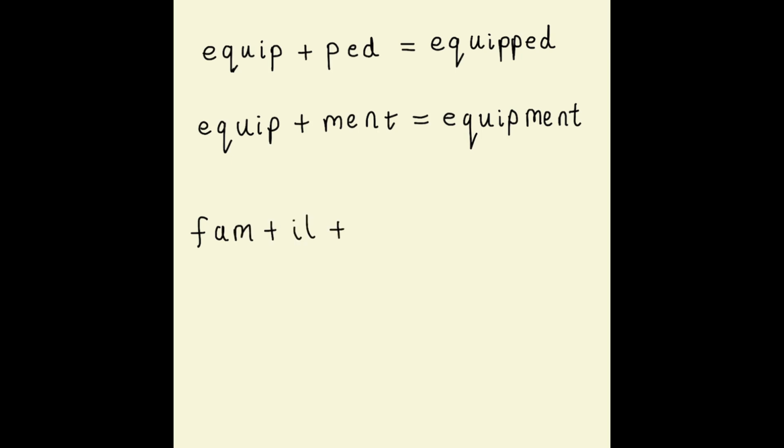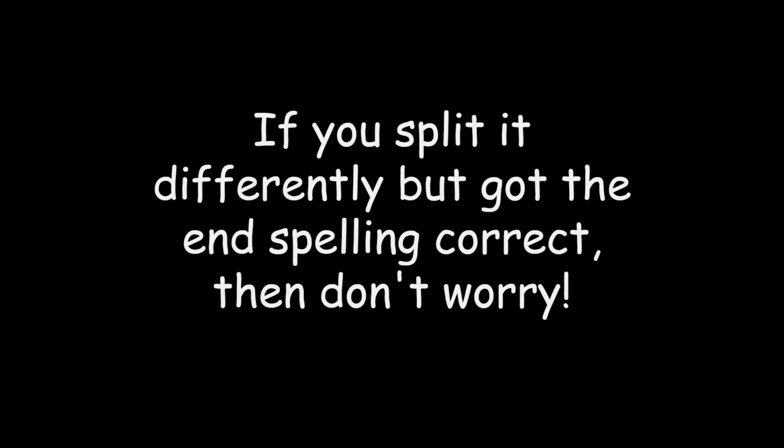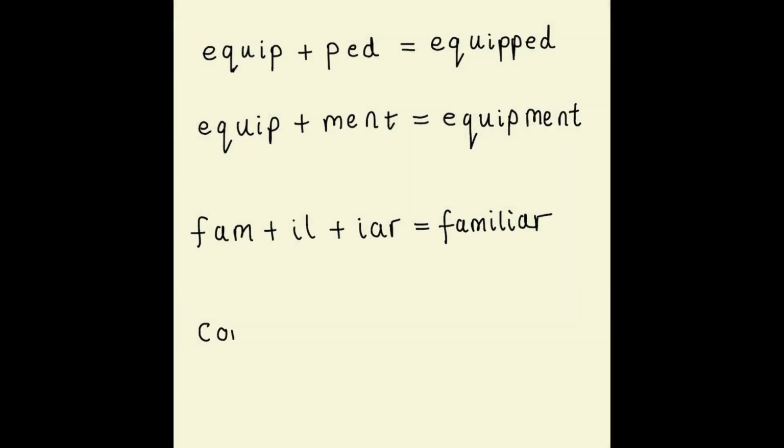familiar. So we split it into fam, il, and iar. FAM plus IL plus IAR is equal to familiar. FAMILIAR, familiar. Committee, I would like you to try now. Committee would be com plus mit plus e is equal to committee.